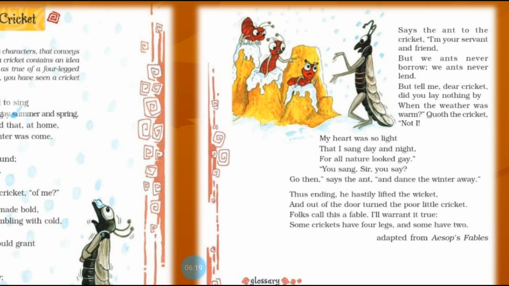The cricket became very sad. He had nothing to do, but still, as the ant denied to give anything, the cricket became very sad and went off. For the line by line meaning, here I would read the lines again.